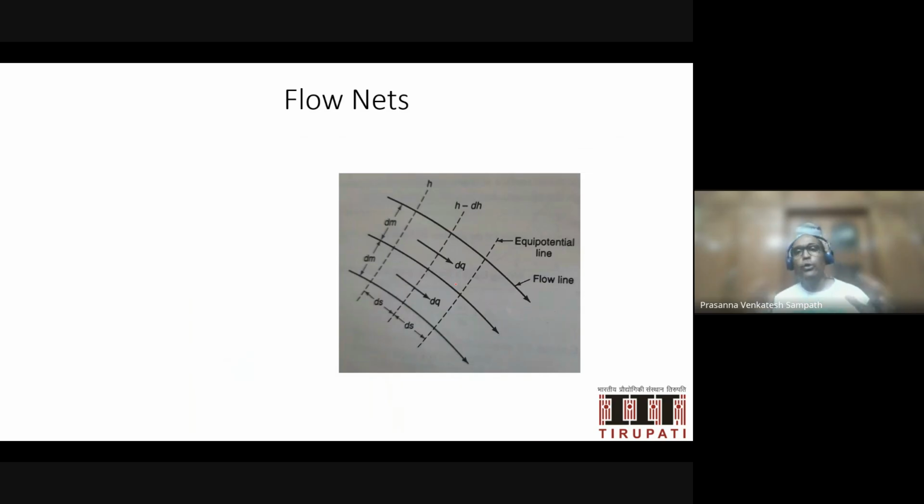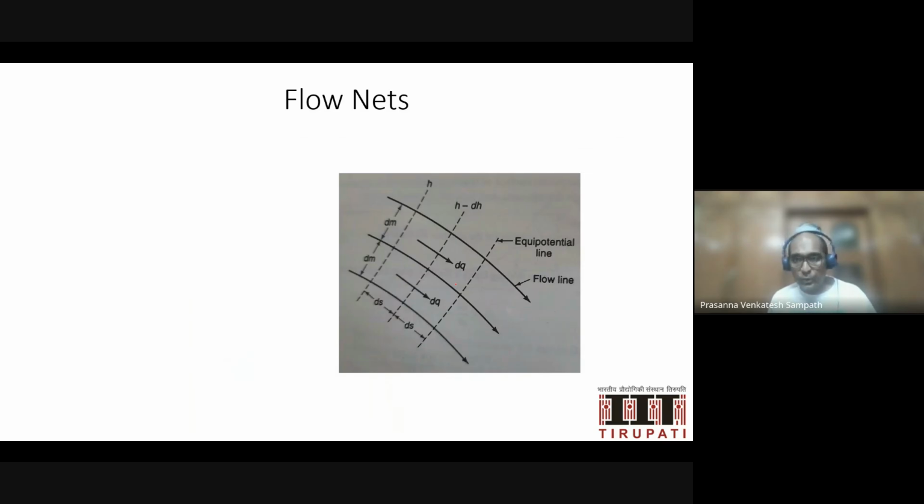Now a flow net is basically a pictorial representation of different equipotential lines and different flow lines which are orthogonal to these equipotential lines. Now, what is typically done is that these equipotential lines are usually spaced at a uniform interval apart. When I say interval, I don't mean the spatial distance between them, I mean the head difference between them.